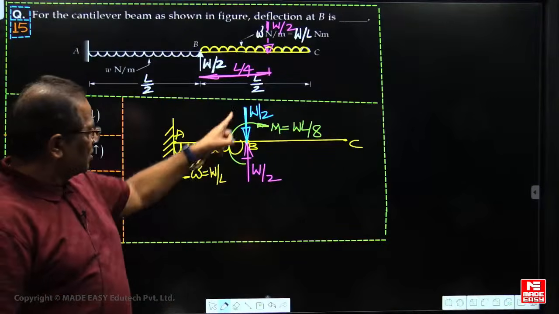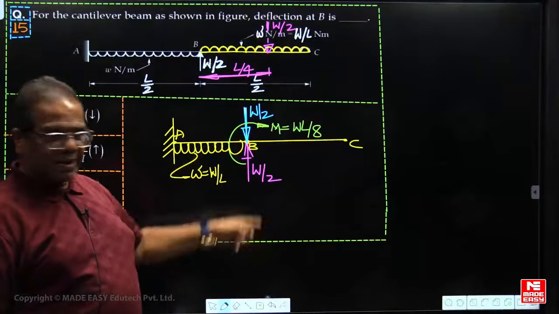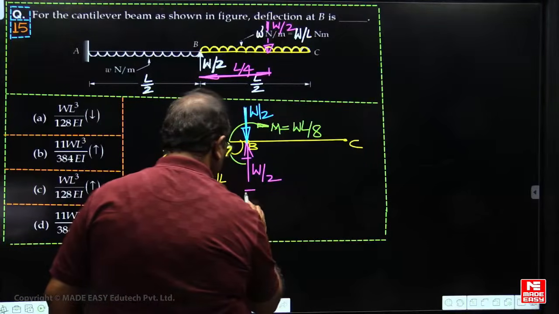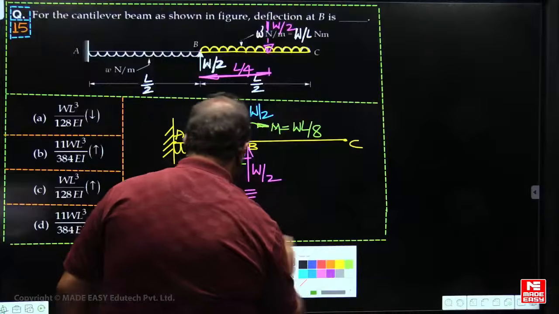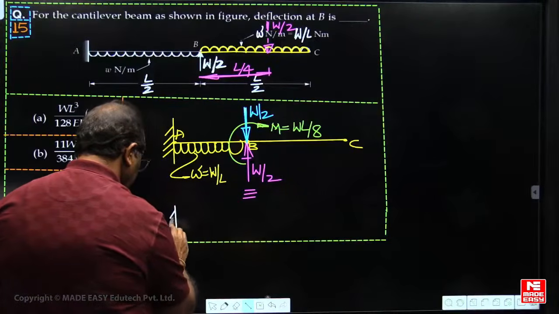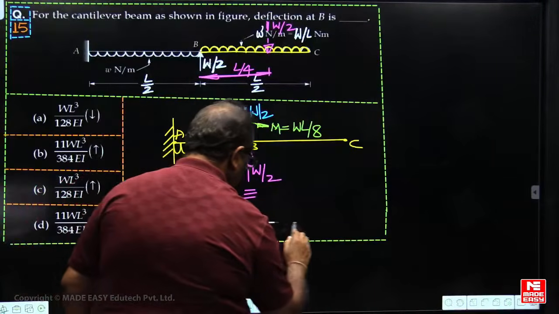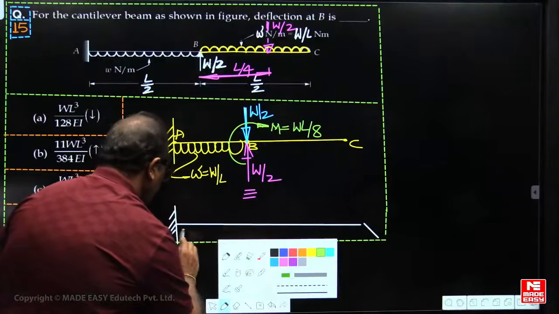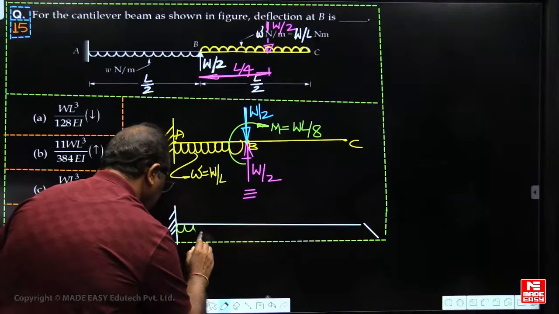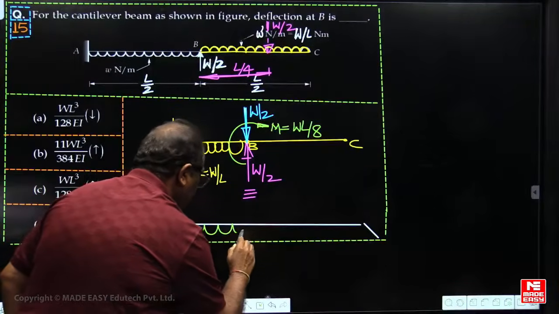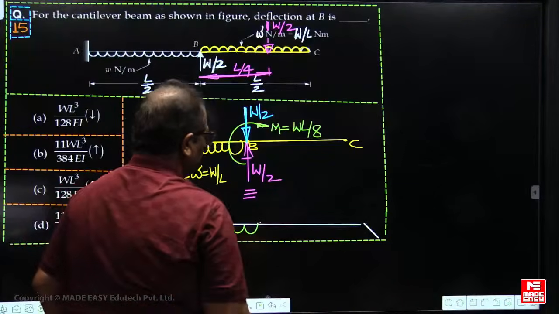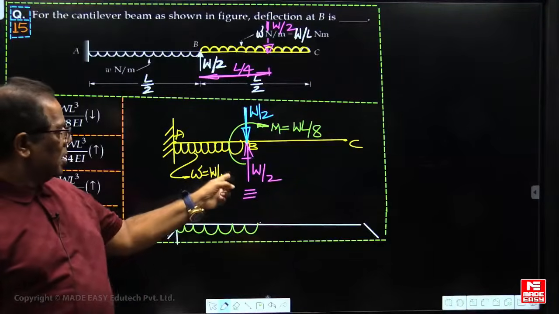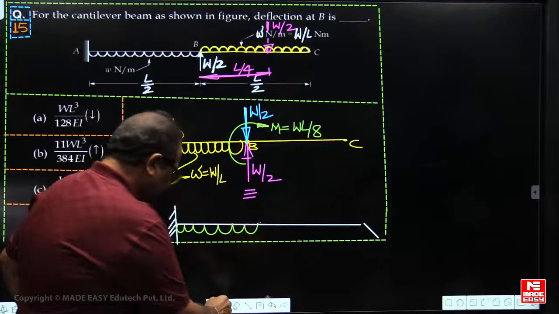So what about the net load? Now this W by 2, this W by 2. Net load is becoming 0. Downward W by 2, upward, net constant point load is 0. So now a couple is there now.